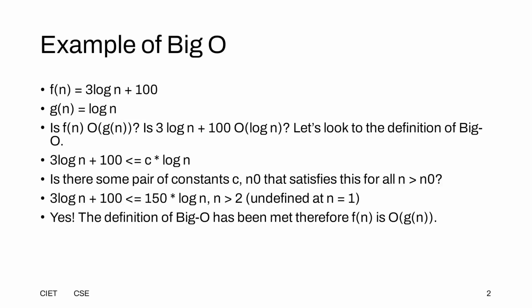So this is an example for big O notation. The basic function f of n is equal to 3 log n plus 100, and g of n is log n. We have to prove the function f of n is less than or equal to order of g of n. So 3 log n plus 100 is less than or equal to c into log n. Hence it is proved that the definition of big O has been met: f of n is order of g of n.